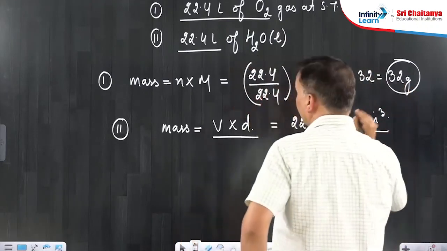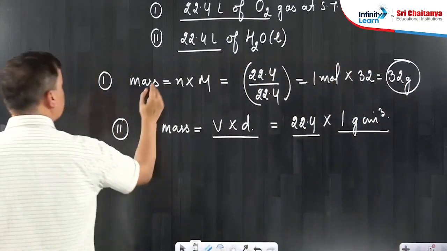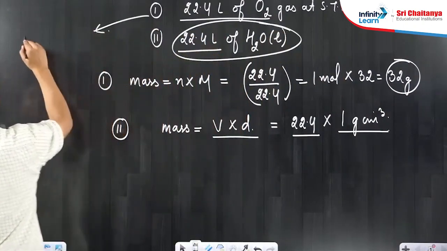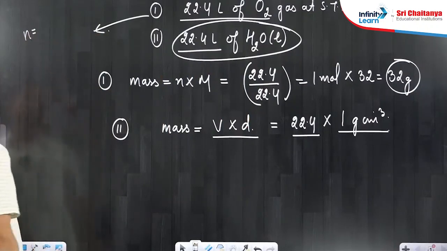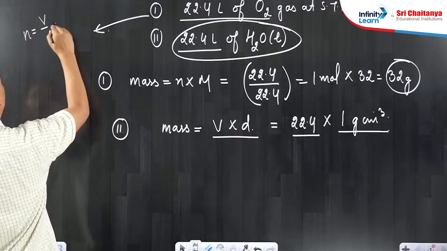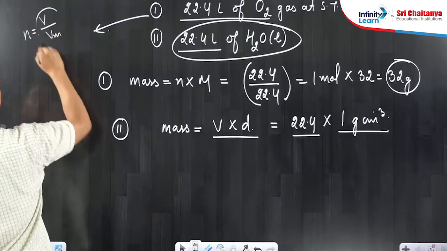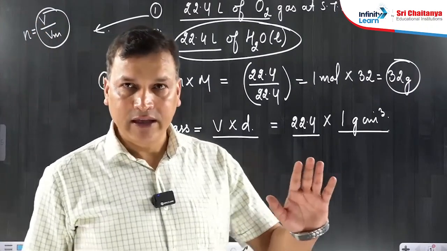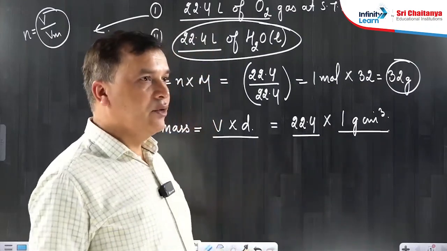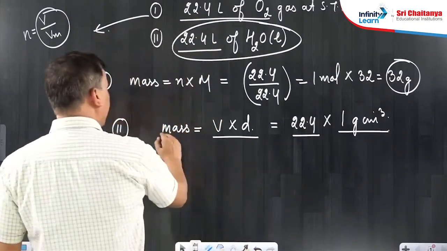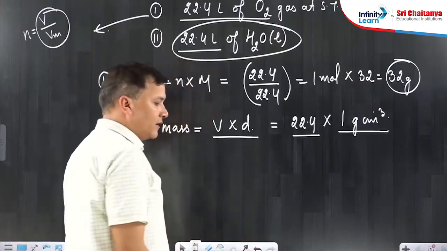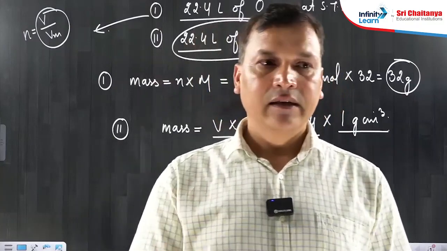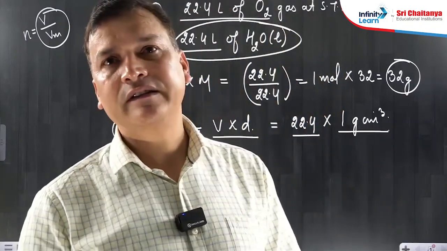So dear student, my point is that the formula for number of moles is given volume upon molar volume. So it is applied only for which one? For the gases. It is not applied for liquid. You got my point or not? In case of liquid, if we have to find out its mass, then it has to be multiplied with its density.